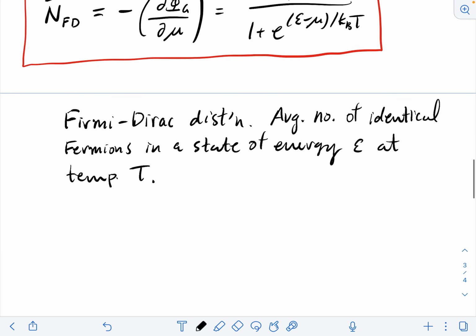Okay, so let's just think about this a little bit. We've seen these plots before, but let's do it again. Let's plot this Fermi-Dirac distribution versus epsilon for the T goes to 0 limit.